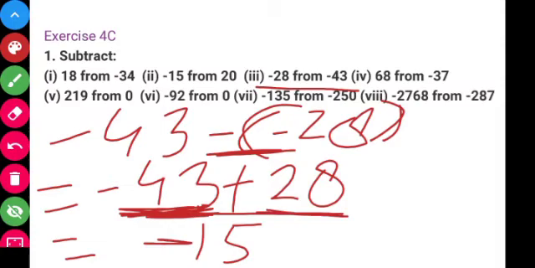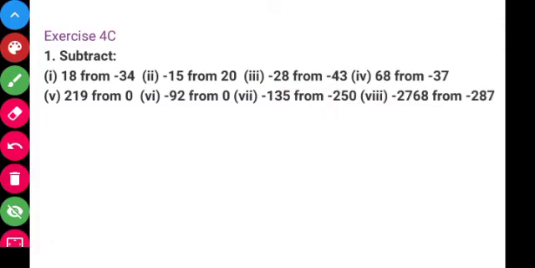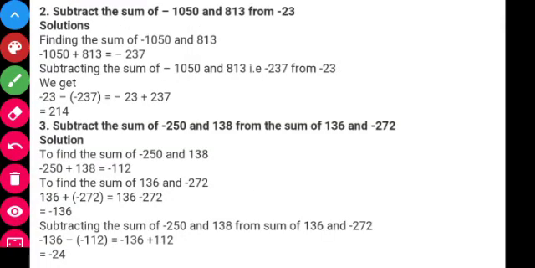Okay, similarly you can do the remaining parts. You can do the remaining parts of question number 1. Now come to the next question. Question number 2 is given. Subtract the sum of minus 1050 and 813 from minus 23.